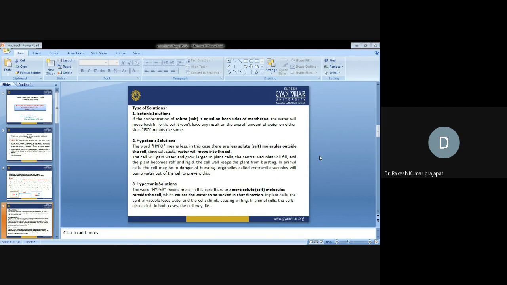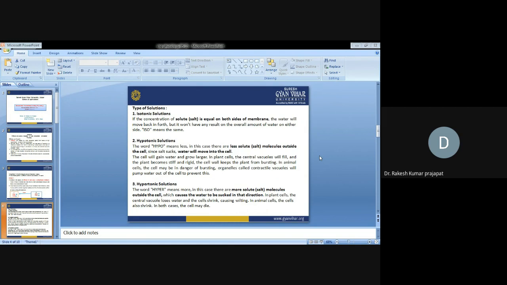There are different classes of solutions: isotonic, hypotonic, and hypertonic solutions. Isotonic solution: iso means equal concentration. If the concentration of solute is equal on both sides of the membrane, the water will move back and forth, but it won't change the overall amount of water on either side.